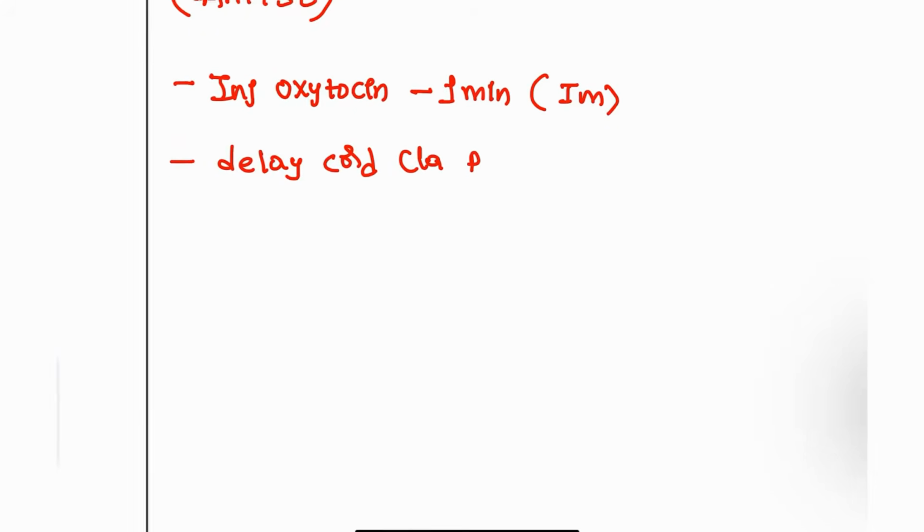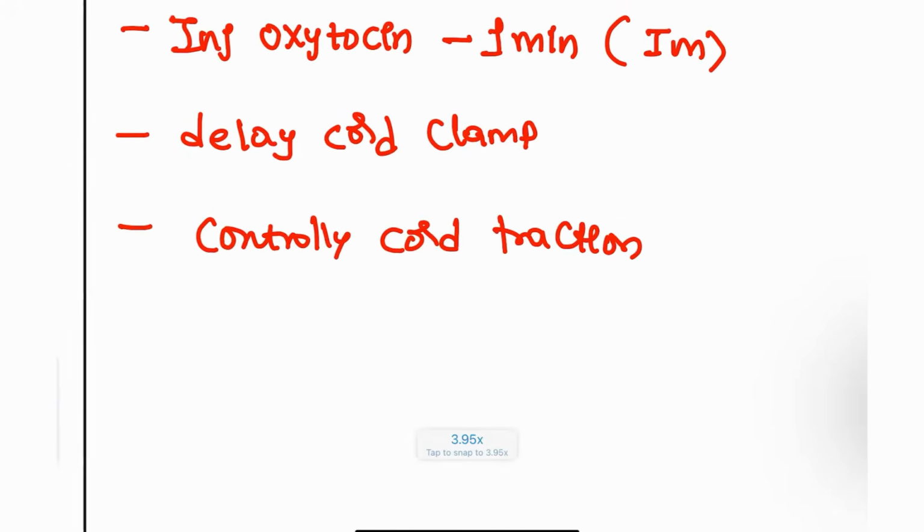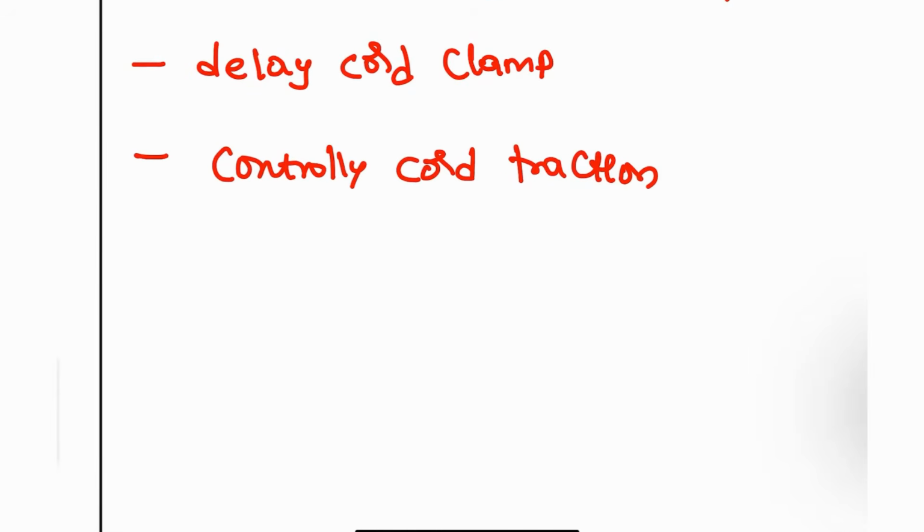Next, the third one is the delivery of the placenta. How are we going to deliver it? With controlled cord traction. With controlled cord traction, you are going to deliver the placenta. A mistake we commonly make is removing the placenta immediately; you should not. And next, do the assessment of the tone.